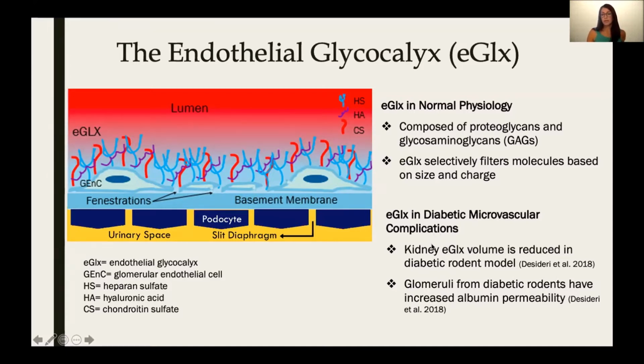So we've shown that the kidney E-glycocalyx volume is reduced in diabetic rodent models. And we've also shown that glomeruli from diabetic rodents have a significant increase in glomerular albumin permeability. So the glycocalyx basically serves as an important barrier in maintaining vascular permeability.